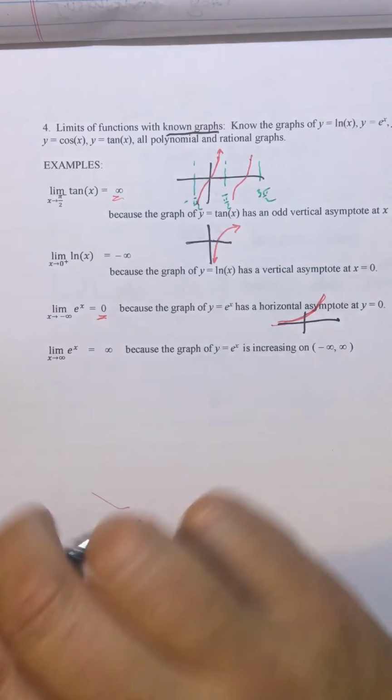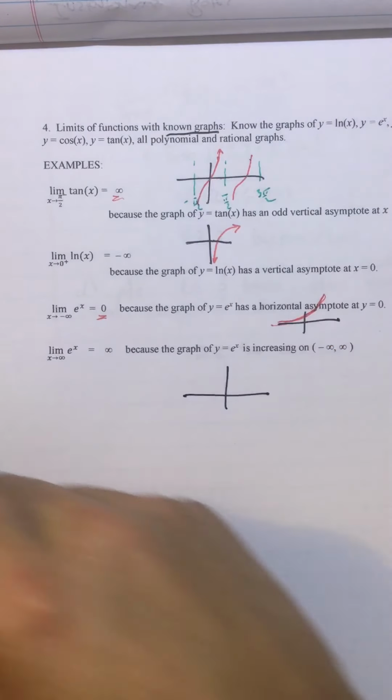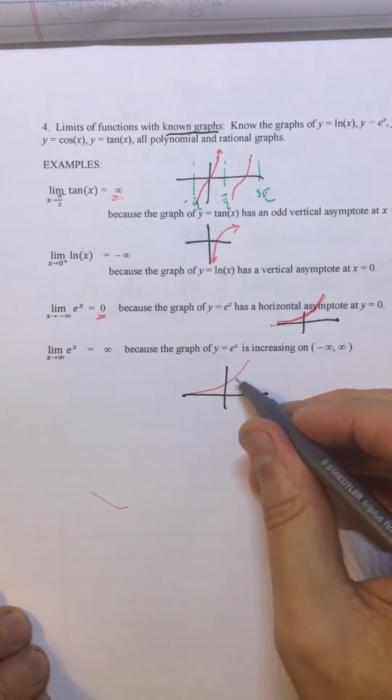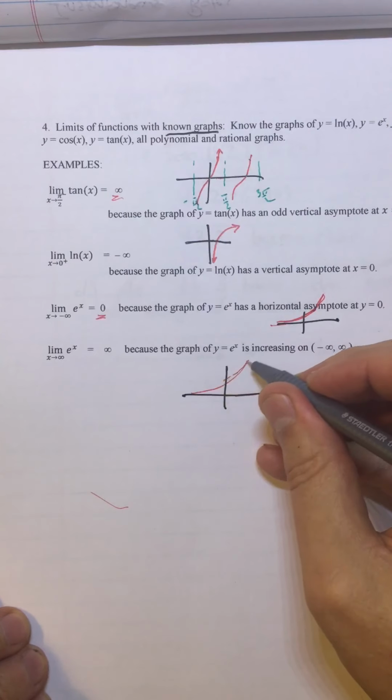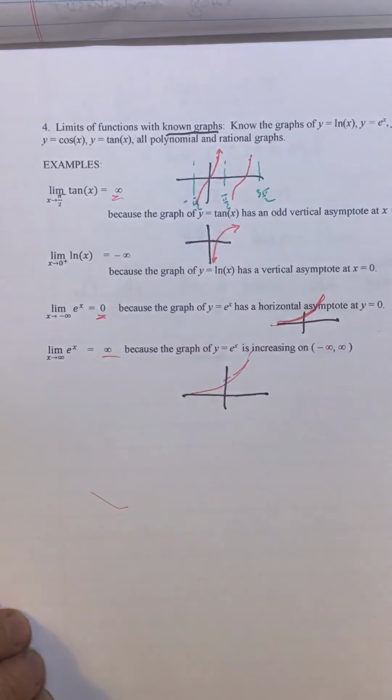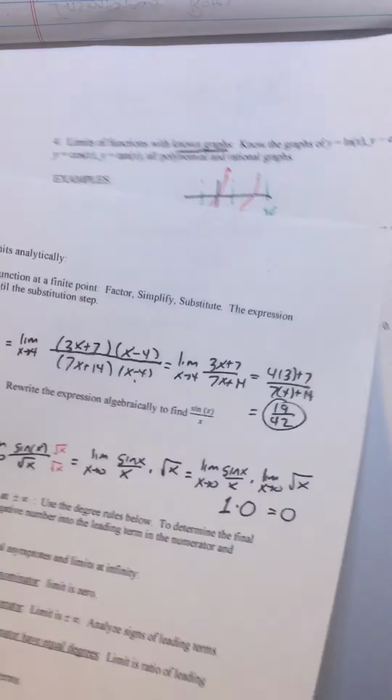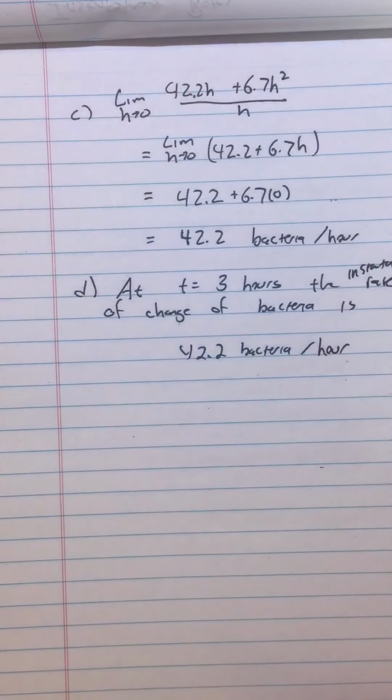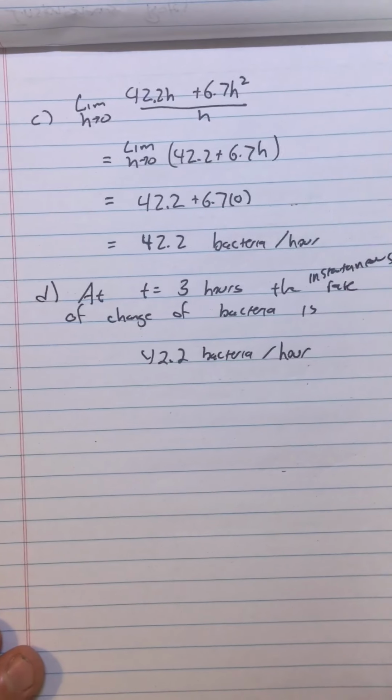All right, but the limit as x approaches positive infinity of e to the x, here's e to the x. We're going to positive infinity. As the x's go to positive infinity, the y's also go to positive infinity. Therefore, that limit is infinity, okay? So study those. Think about those graphs. Know those graphs. And those are things that you need to be able to do. Find all these different kinds of limits. And that's pretty much it for Chapter 2, also known as Unit 1.